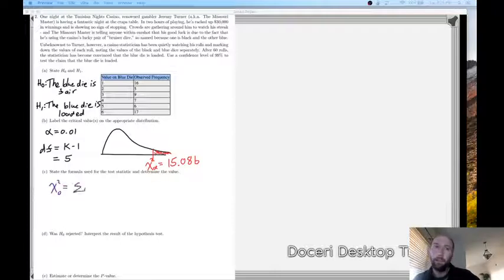Next we want to get our test statistic, and this test statistic is calculated using this formula where we take the sum of all the observed minus expected values squared divided by the expected values. And so we need to figure out what all of these expected values are. We can use the table up here to help us out, and we can extend the table.